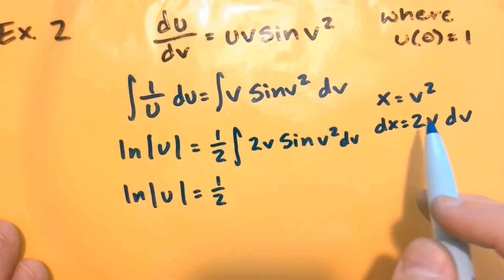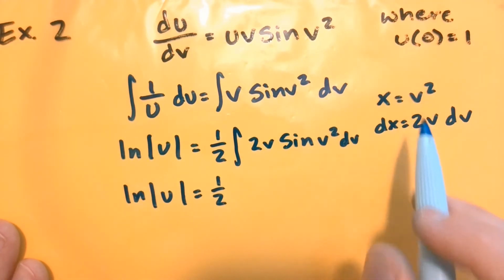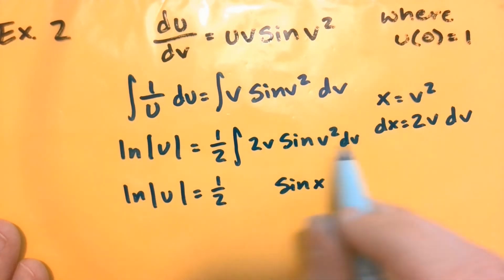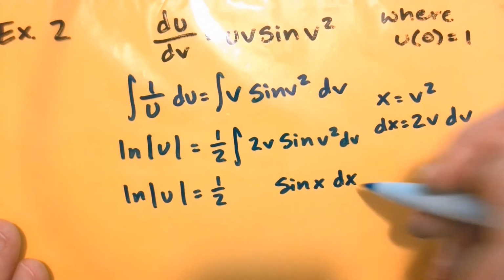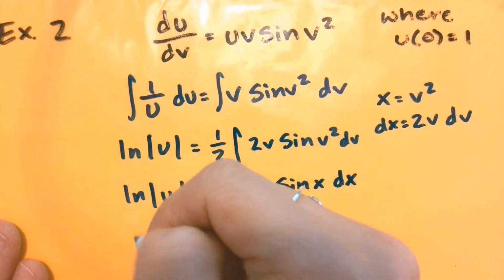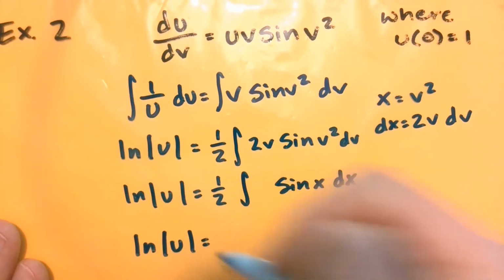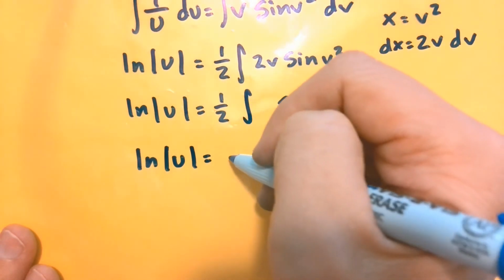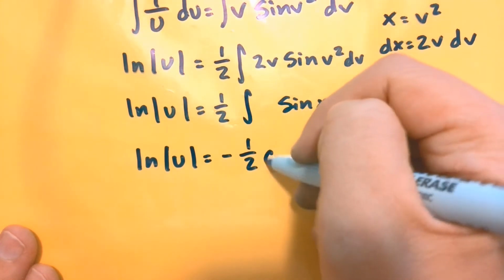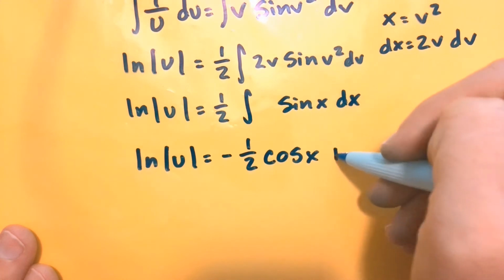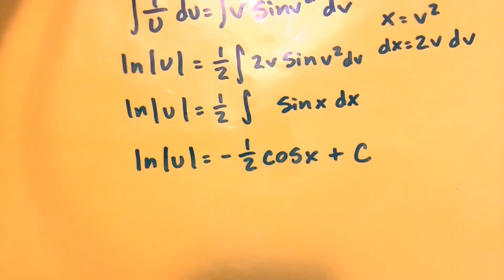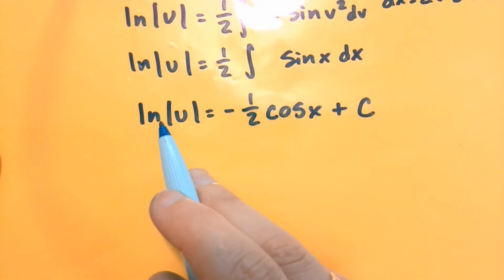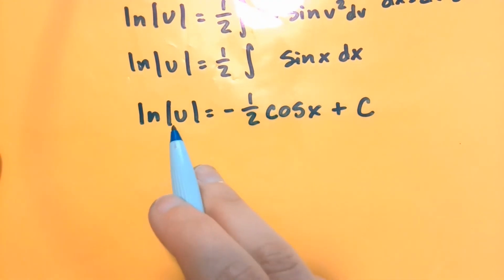Okay, so using my x substitution now, my v squared is x, my 2v dv are absorbed into the dx. So now I'm ready to integrate, and my integral of sine x is a negative cosine plus c. If we're wanting to solve for u, then we're rewriting it as an exponential, so my e all raised to this power equals u.